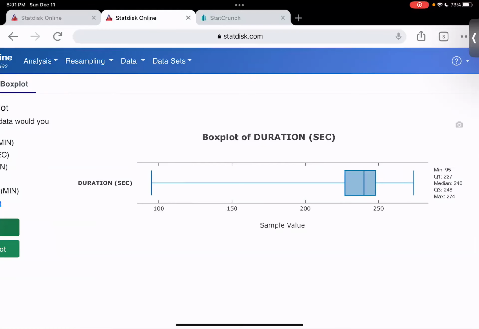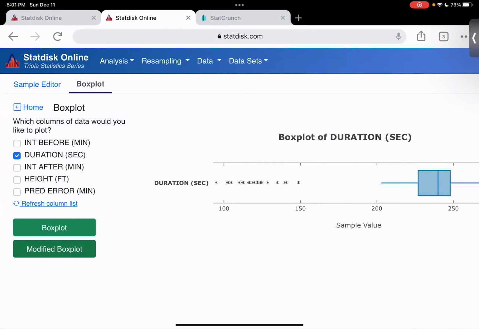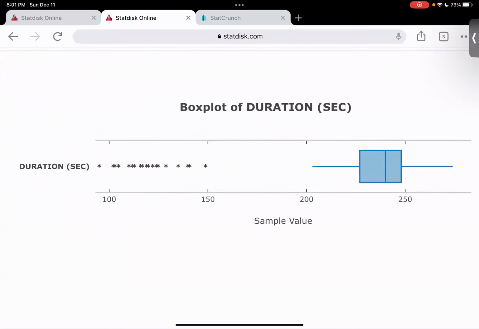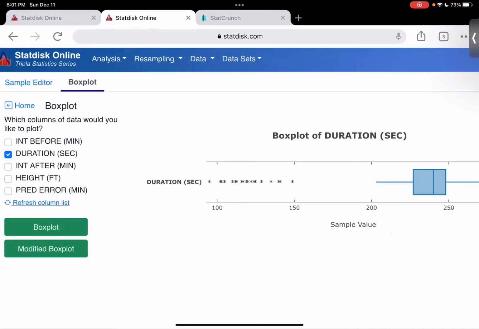So now let me write them down. Maybe we can calculate them. So Q1 equal to 227, and Q3 equal to 248, right? So those two values, and then the modified box plot. So here are the values. If you count those stars, you will find 20 data values. So let me see here.